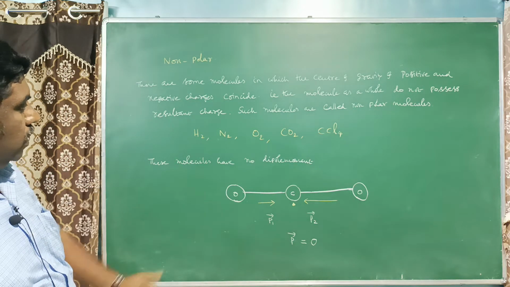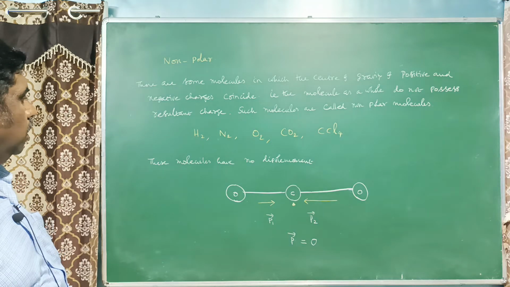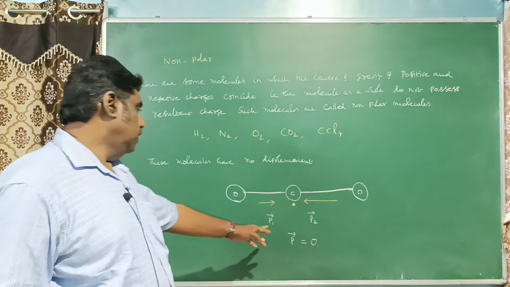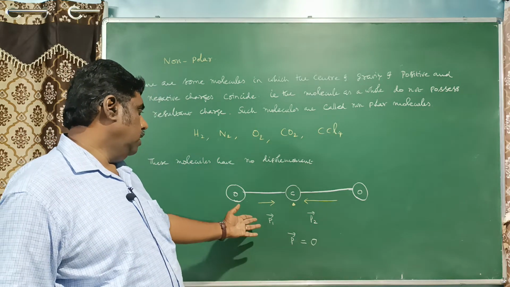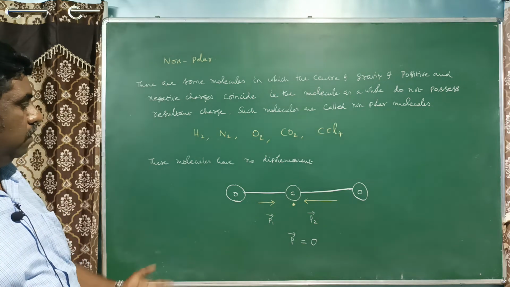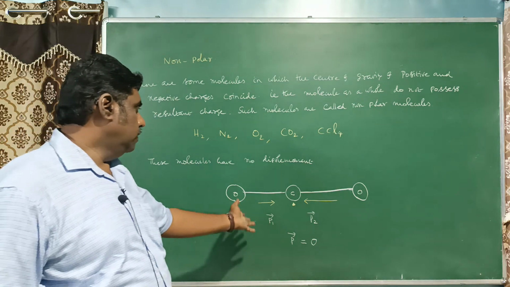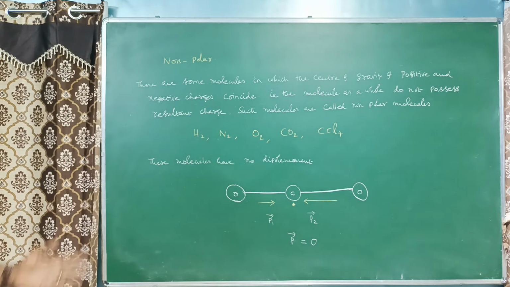If you think about the linear triatomic molecule CO2, the resultant dipole moment P equals 0, because P1 and P2 are in opposite directions but have the same magnitude, so the resultant dipole moment P equals 0. Hence you can say that CO2 is non-polar.